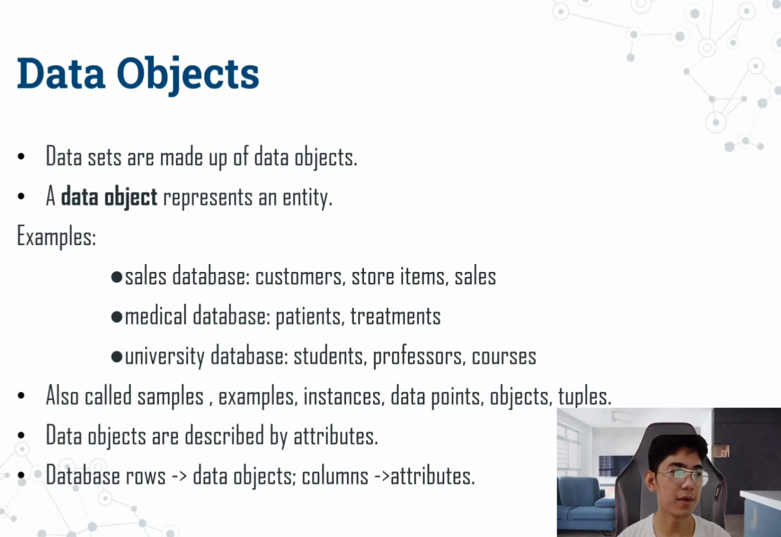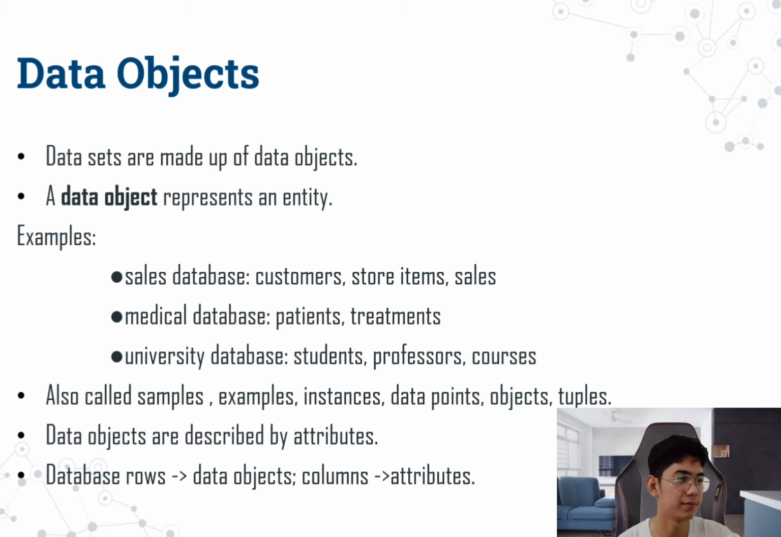Examples: sales database, customer store items sales; medical database, where the data objects are patients and treatments; university database, students, professors, and courses. So basically, data objects are the entities in the database, and each entity has attributes. For example, the entity customer has attributes of customer name, customer ID, customer address, customer phone number, etc. Those are attributes, but the entity is the data object, which is the customer.